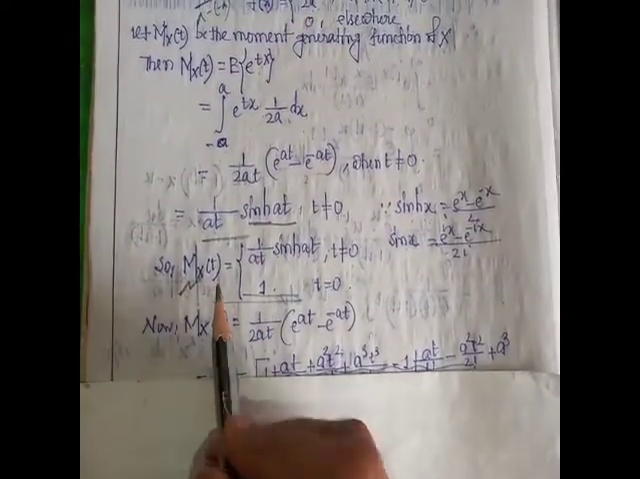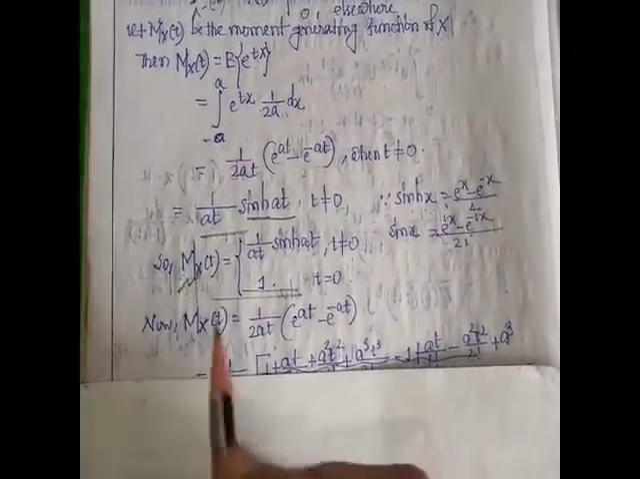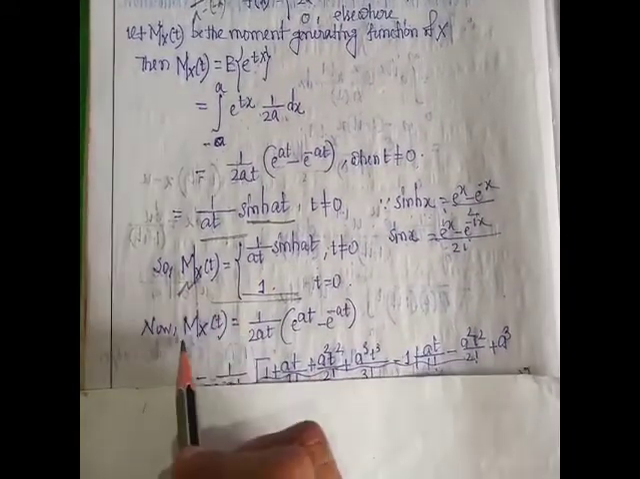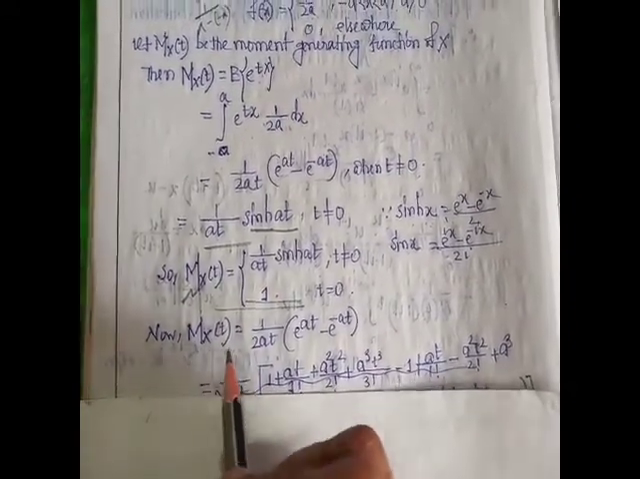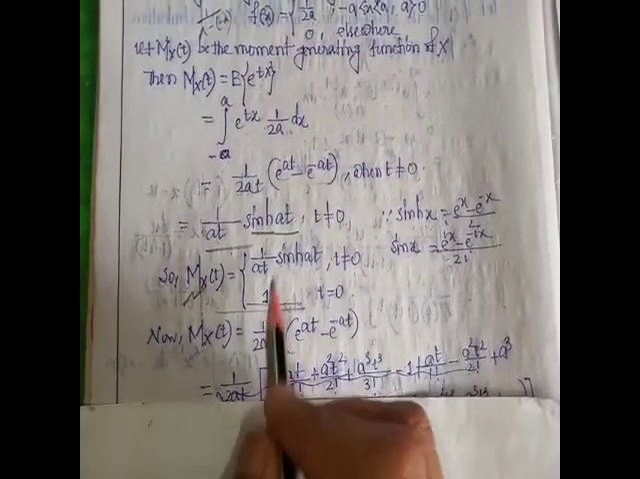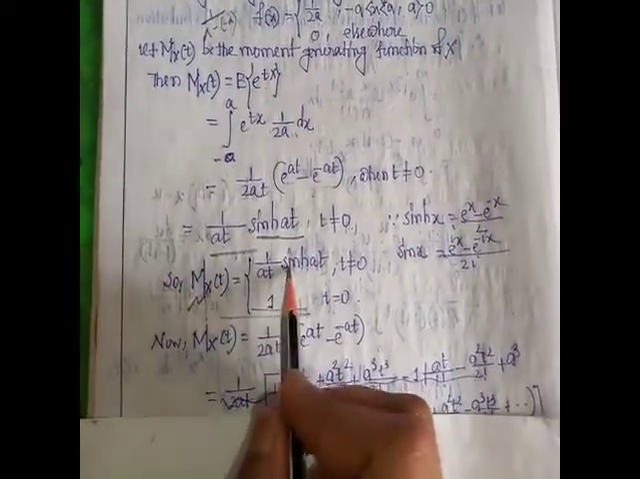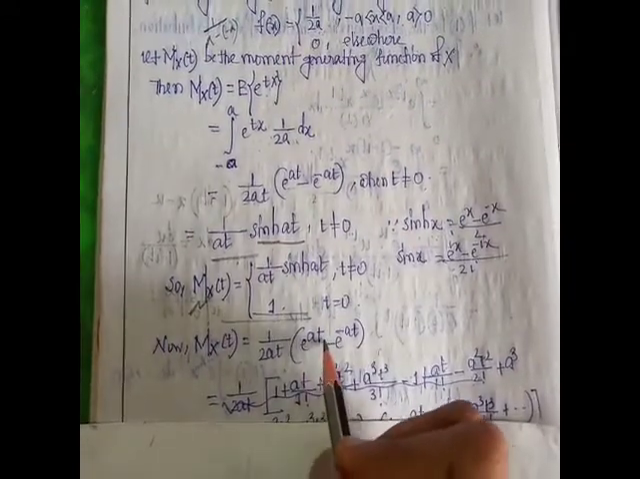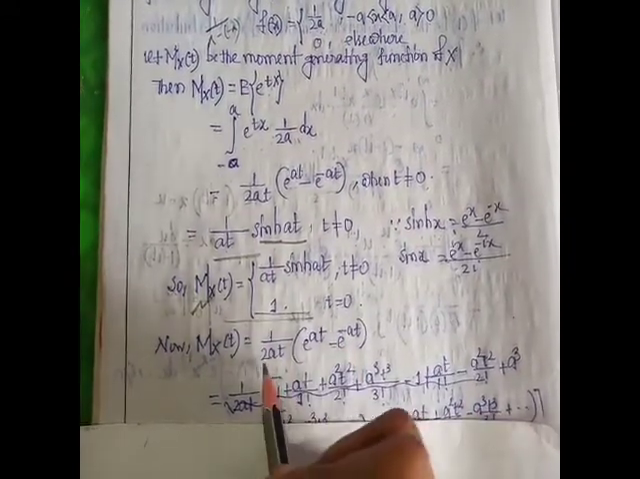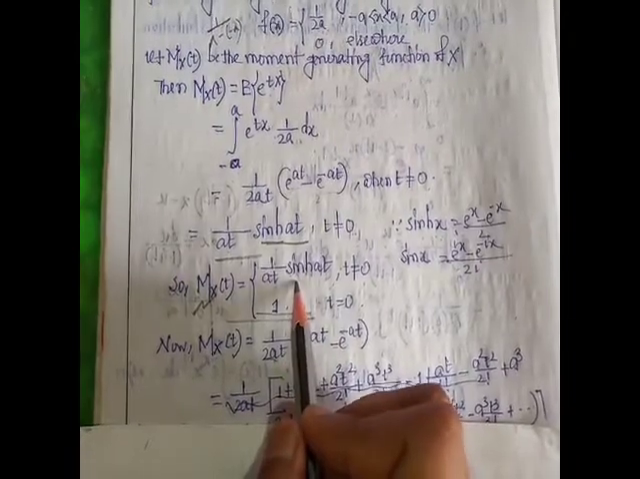This is the moment generating function. M_x(t) equal to 1 by at sinh(at) is the moment generating function for t not equal to 0. This means (e to the power at minus e to the power minus at) by 2, which is the formula of sinh(at).